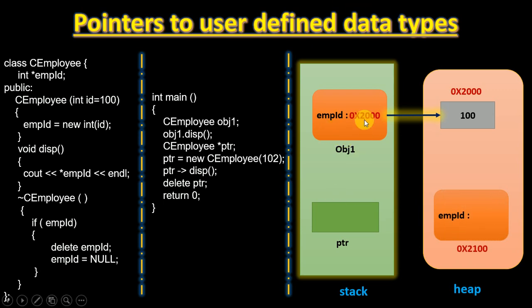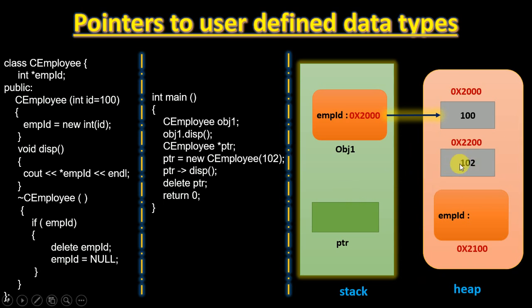So here, however, the stack segment object is getting created first, and here also one heap segment object is getting created. Once this heap segment object is created, the constructor will be called for this with the value 102. Now what is the constructor doing? empid equals new int of id. So for this empid, again it will allocate one heap segment memory, and it will initialize the value 102.